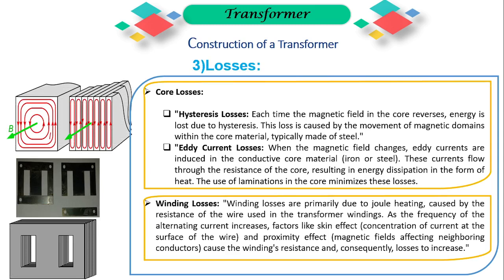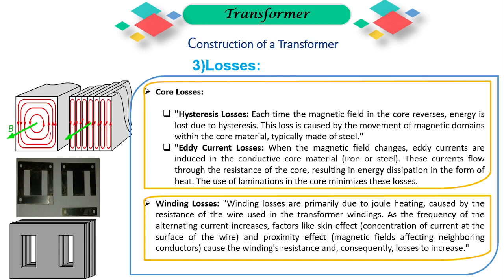Transformers experience different types of losses, which are vital to consider for efficient operation. Core losses. These include hysteresis and eddy current losses. Hysteresis losses occur as the magnetic field in the core reverses, leading to energy loss due to hysteresis. This effect is caused by the movement of magnetic domains within the core material, often made of steel.